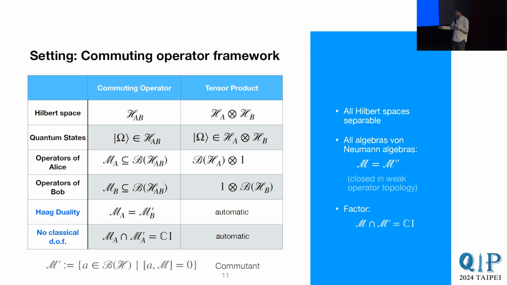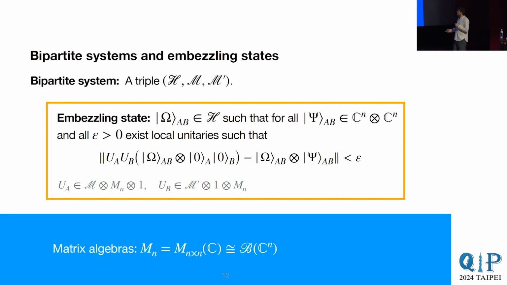So Haag duality just says, in technical terms, that the algebra of Bob is the commutant of the algebra of Alice. And this no-classical-degrees assumption, in technical terms, means that the algebras of Alice and Bob are factors. This is just the technical word for what I said. Okay, so given this, we can now formally define what we mean by an embezzling state.